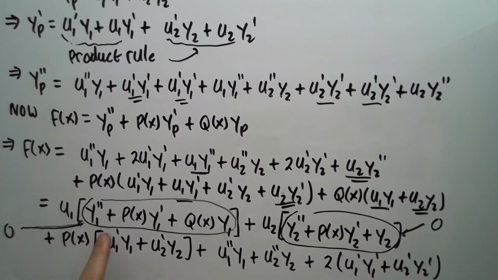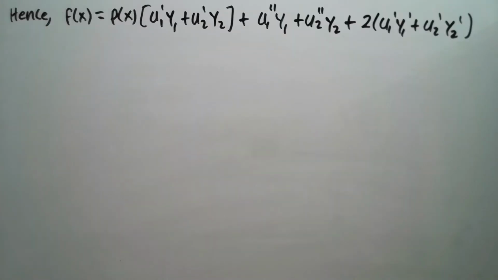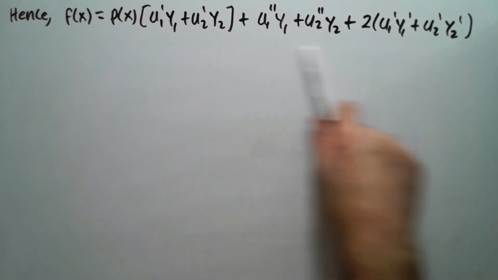Okay, so again, this guy and this guy are 0 because we're assuming that y1 and y2 are solutions of the homogeneous differential equation, which means that this will be 0, this will be 0. Okay, so I'm out of space. Let me erase a few things and we'll keep going. Okay, so hence we have our f equals this then.